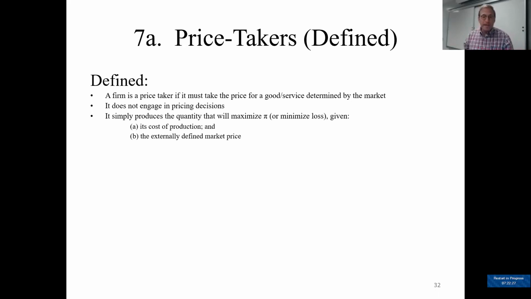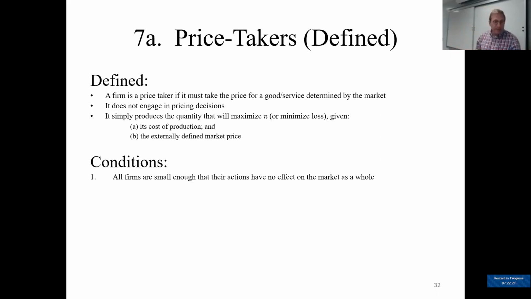There are 4 conditions that define when a firm is a price taker, or when an industry is a price-taking industry. All the firms are small enough that their actions have no effect on the market as a whole. So what happens, for example, if, what's the name of the coffee shop in downtown Fayetteville?